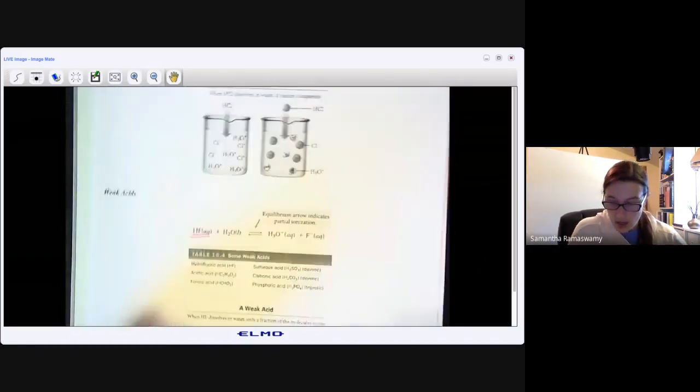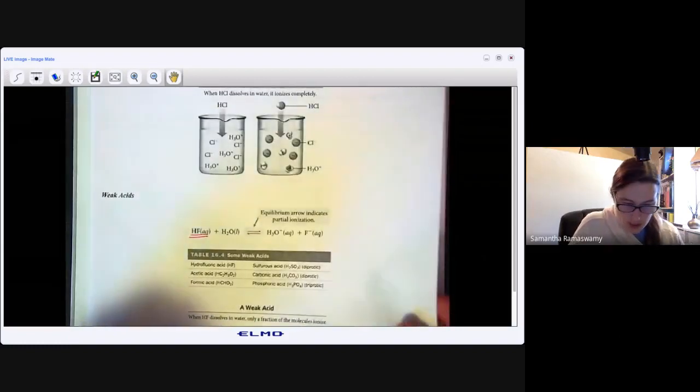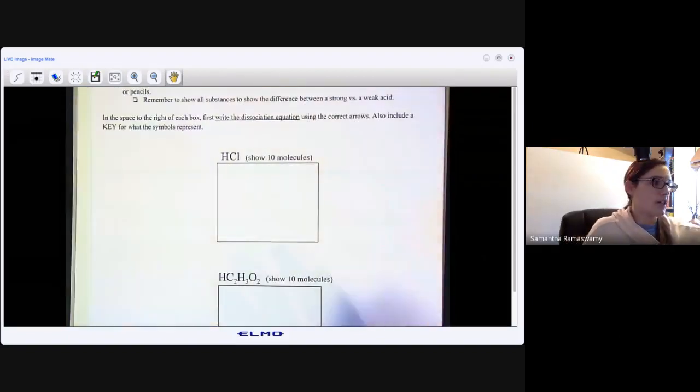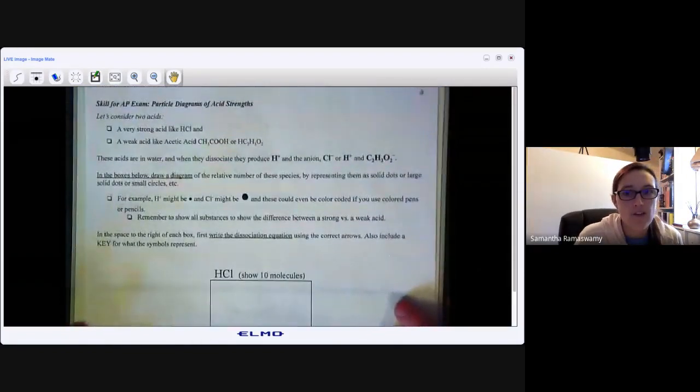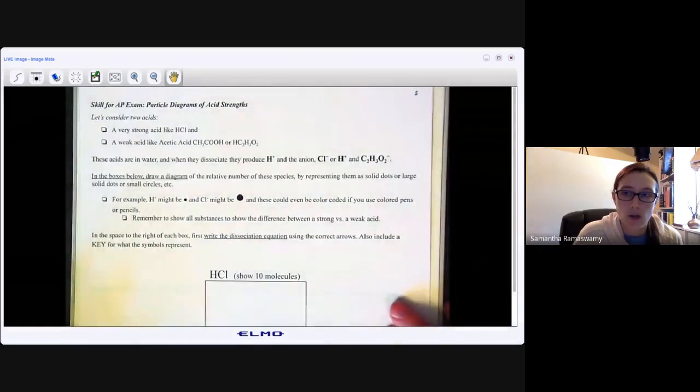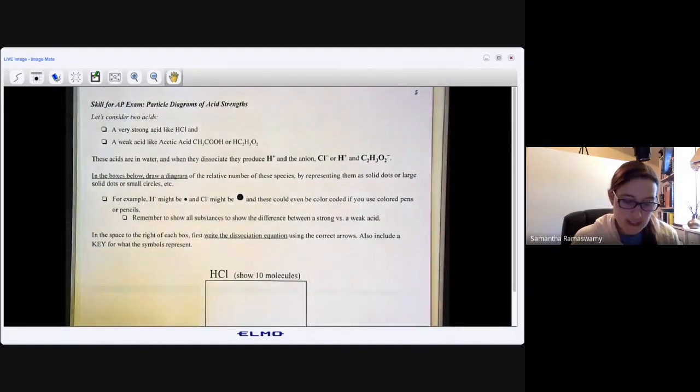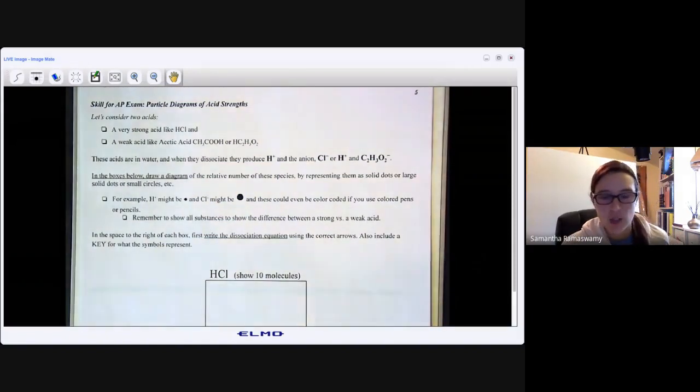So there's actually a particle diagram question because College Board loves asking particle diagram type questions. So you'll see, if you have that review document open, this is on page 5. A skill for the AP exam, which means a skill for all of our tests and quizzes, is looking at particle diagrams of acid strengths.